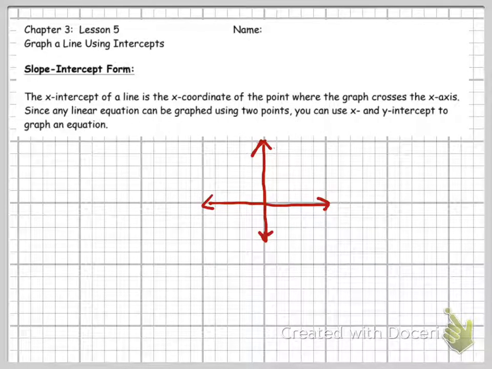We're looking at Chapter 3, Lesson 5, Graph a Line Using Intercepts. And we should be at least a little bit familiar with slope-intercept form, where we've got y equals mx plus b.